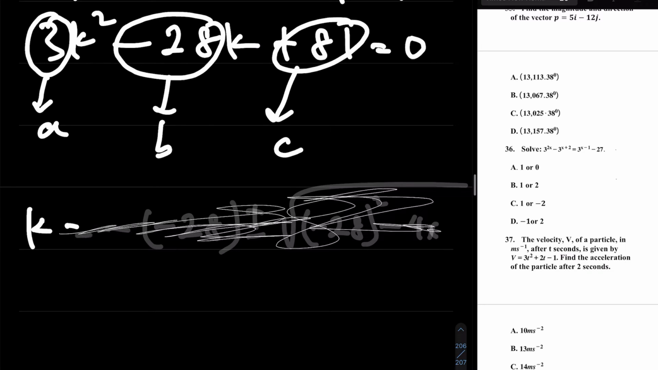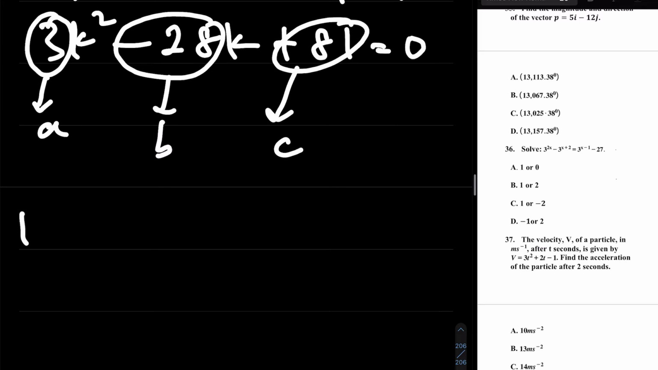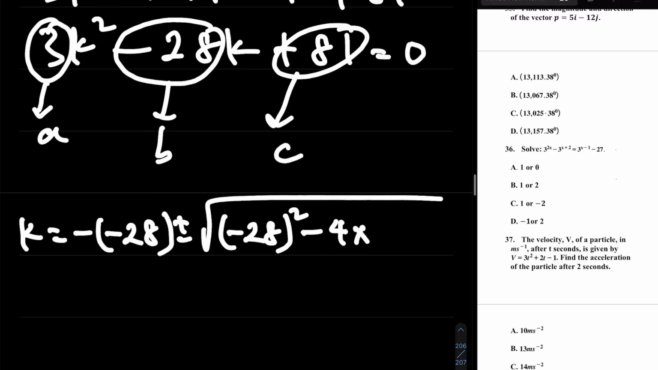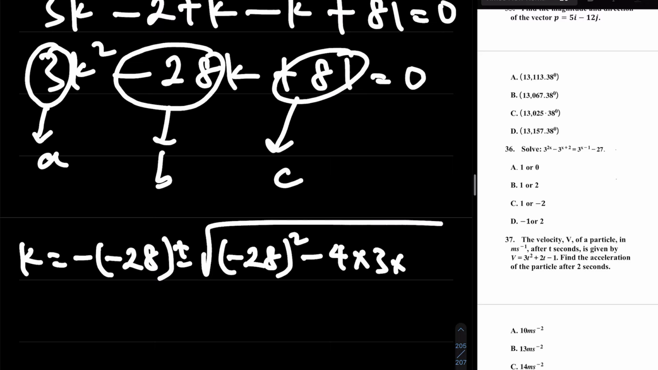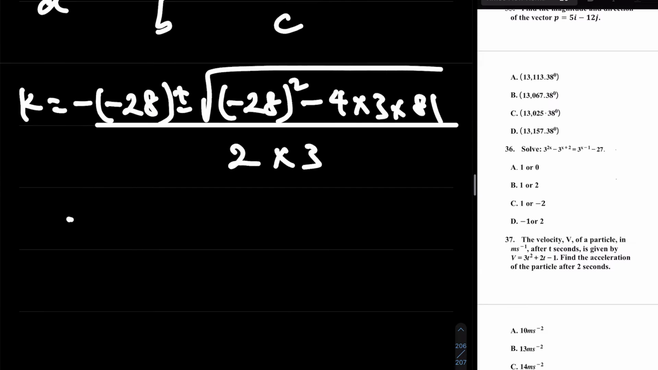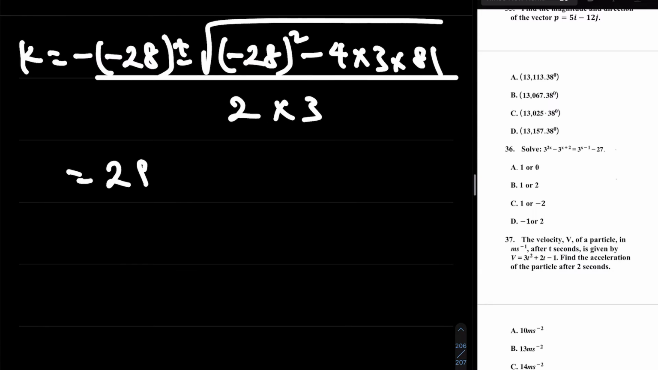I have to rewrite it so that space will contain it. K equals minus b, that's minus 28, because b is already a negative value, plus or minus root b squared, which is minus 28 squared, minus 4ac, that's minus 4 times a, which is 3, times c, which is 81, all over 2a, which means all over 2 times 3, and that becomes plus 28 plus or minus root.